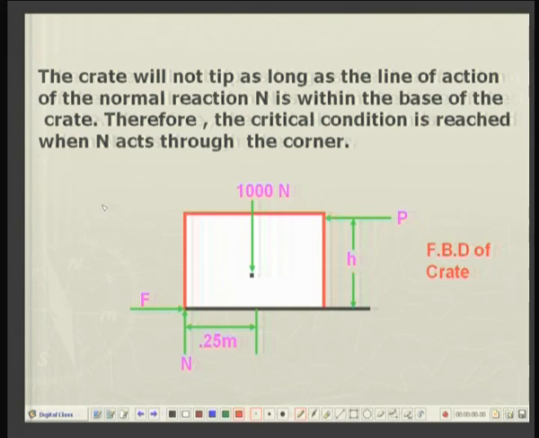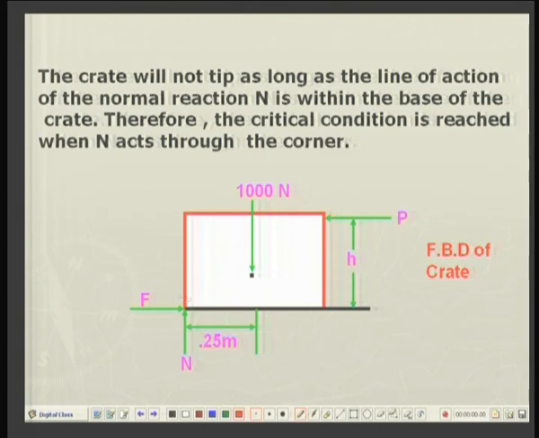So, to balance, this anticlockwise moment should be exactly equal to the clockwise moment, and as the point P is higher and higher, more moment is created. It means the line of action of N will move more and more to the left, till a stage reaches when N is exactly passing through this tip, through this corner. Because if I increase force even slightly more, N will go outside the base of the crate. So, this is the critical state.